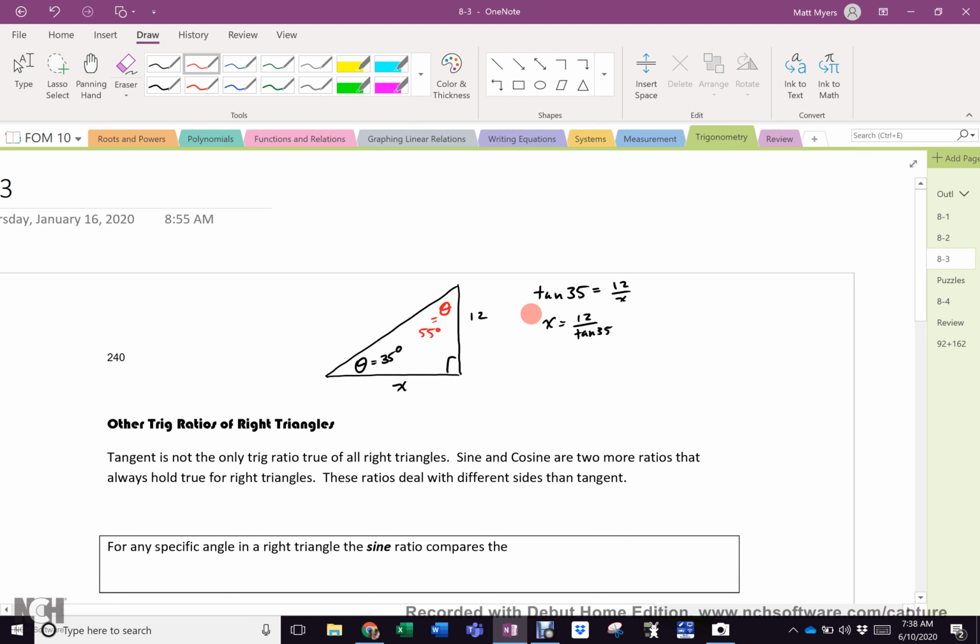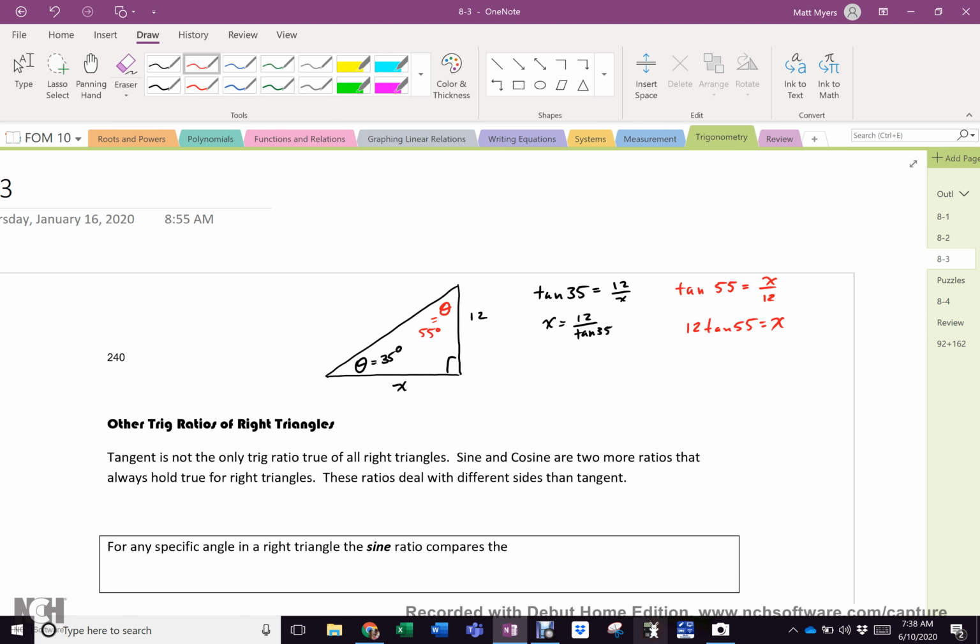So if I'm working with red theta, it's tan 55, and that would equal x over 12 because it's opposite. So I go to the other side, and then 12 times tan 55 will equal x. And you will see, if I did that on my calculator, you would get the exact same answer.